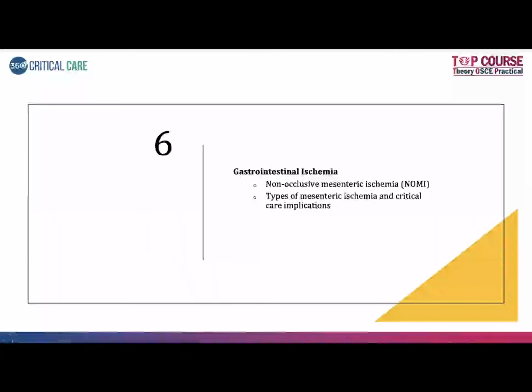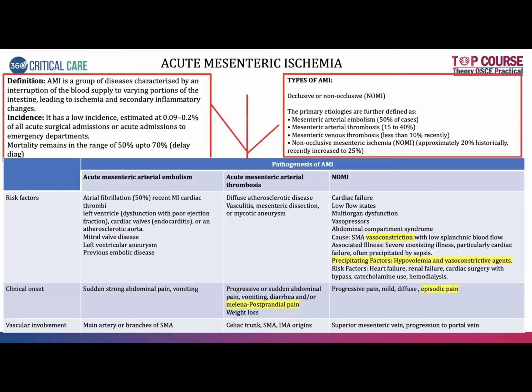So the next topic is gastrointestinal ischemia. Acute mesenteric ischemia is something very important in the ICU. It's defined as a group of diseases characterized by interruption to the blood supply to varying portions of the intestine, leading to ischemia and secondary inflammatory changes.